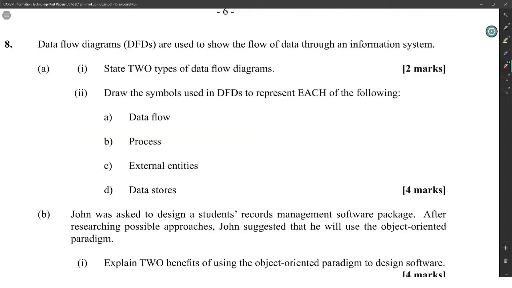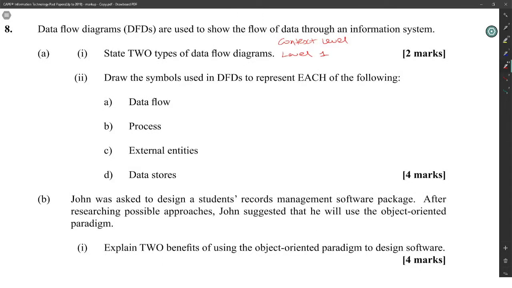Data flow diagrams are used to show the flow of data through an information system. State two types of data flow diagrams. You have concept level and then you have level 1. Draw the symbols used in DFDs to represent each of the following. A data flow is an arrow.